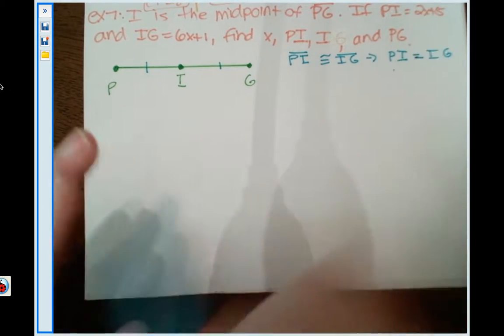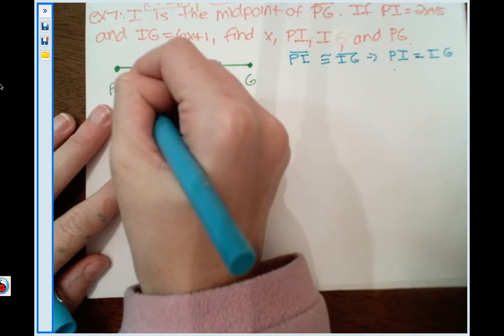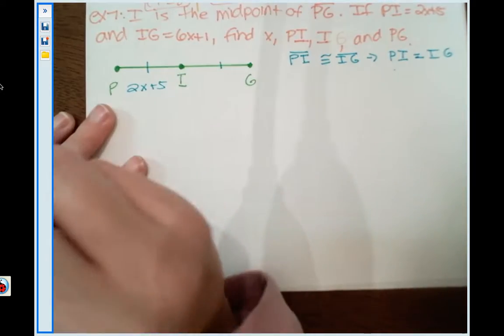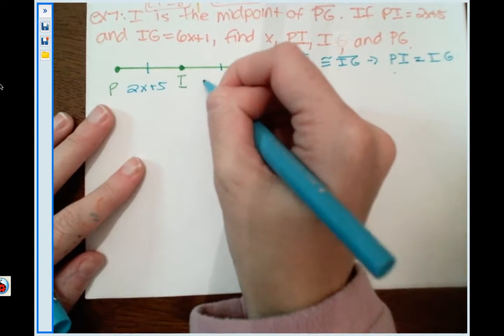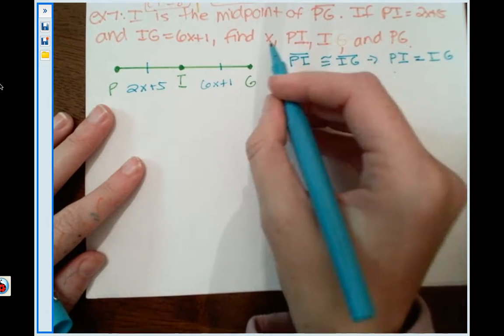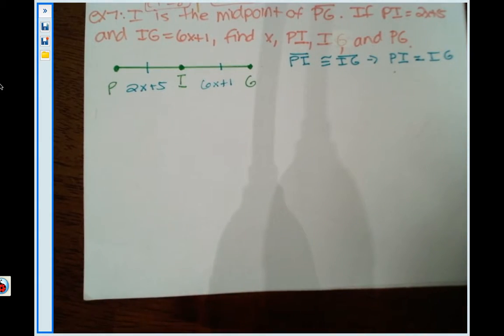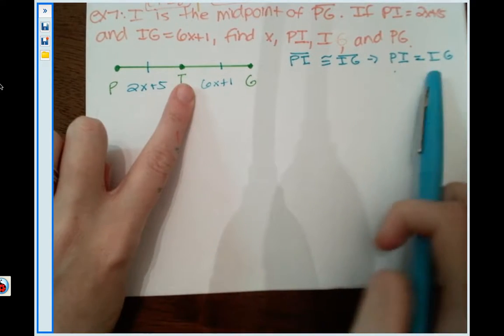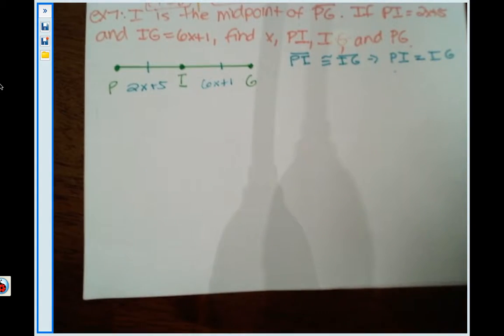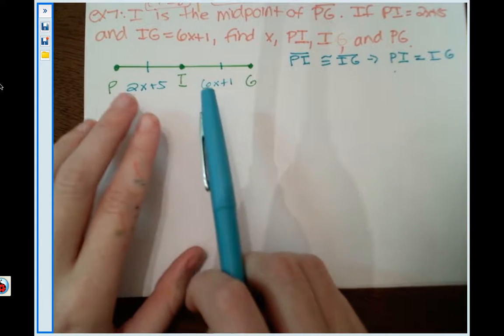Okay, it says if PI equals 2x plus 5, so PI is 2x plus 5, and IG is 6x plus 1, then we would need to find x, PI, IG, and PG. Alright, so let's get going. So if I know that PI and IG are equal, how do you think we could solve this problem? Holy hot dog, you guys are so smart.